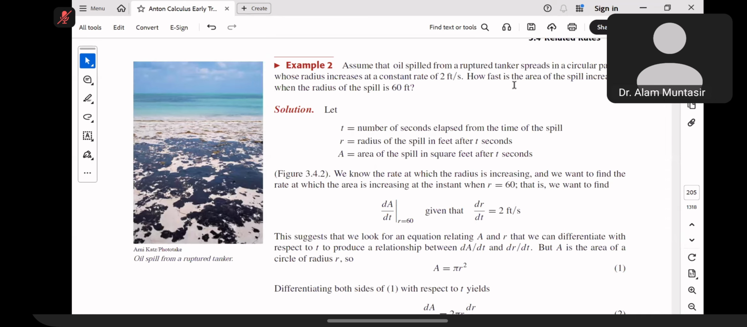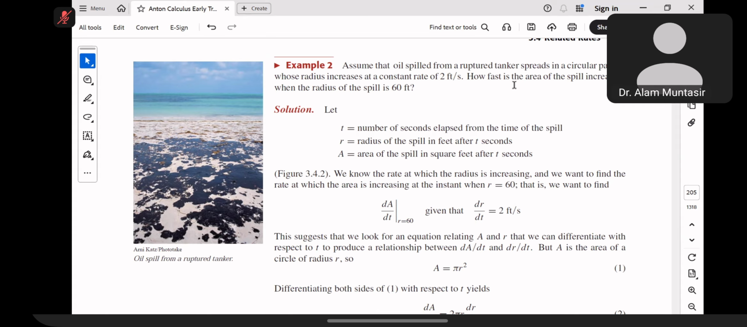Okay? The easiest way is to first define the relevant quantities by some letters. For example, here we need to consider time. So small t stands for time elapsed. r stands for radius. A stands for area. Okay. So combining all these three letters, we can solve the problem.